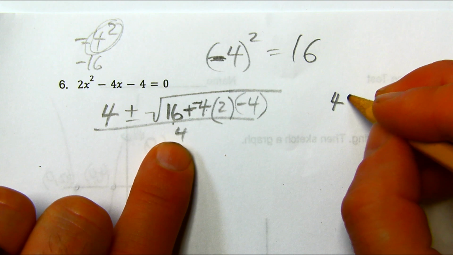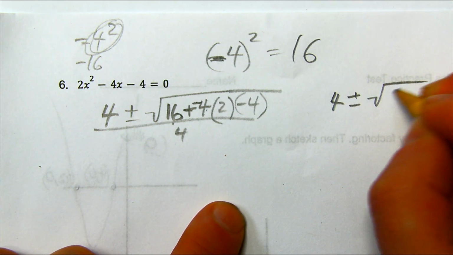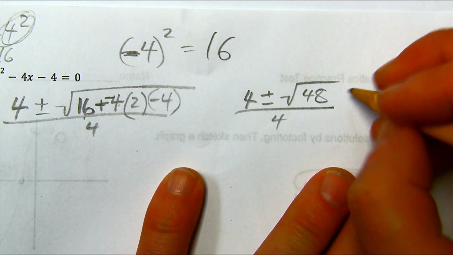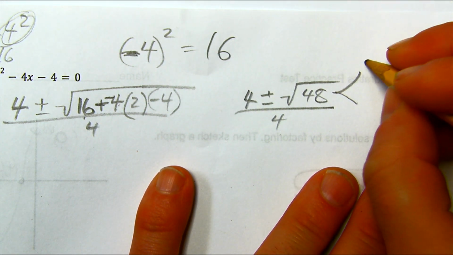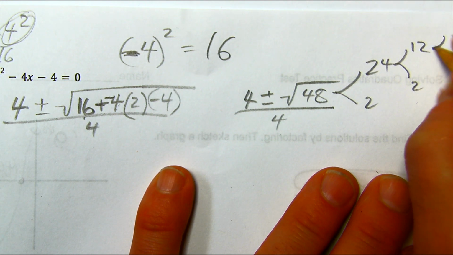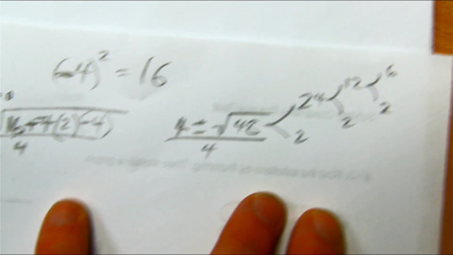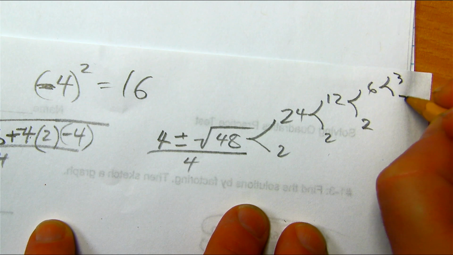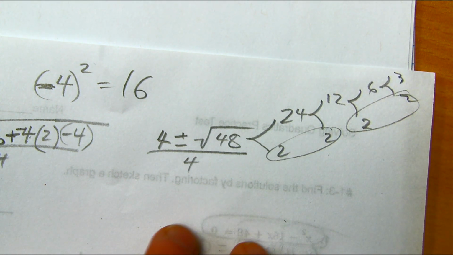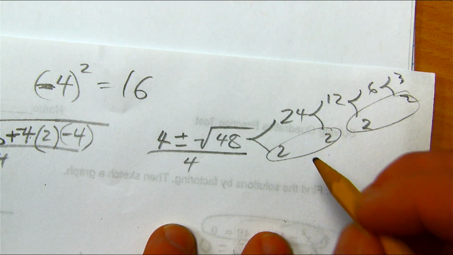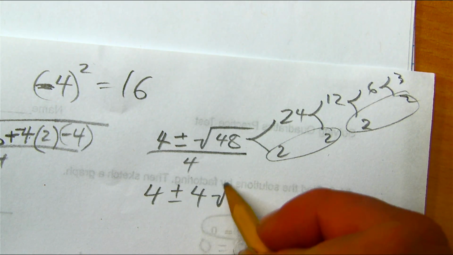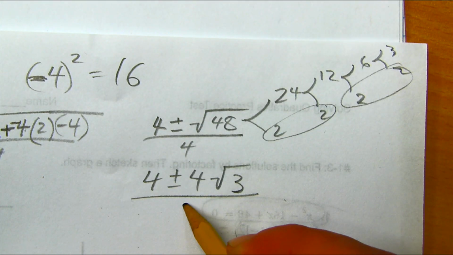We have 2a. 4 plus or minus the square root of 48 over 4. Now, this is critical. 24 and 2, 12 and 2, 6 and 2, 3 and 2. So we're going to have a 3 left over, but pair those root out as a 2 and a 2. 2 times 2 is 4. So 4 plus or minus 4 root 3 on 4.